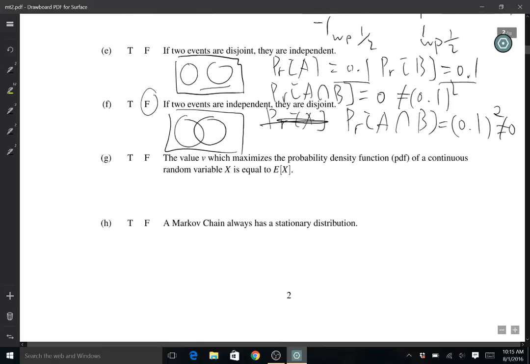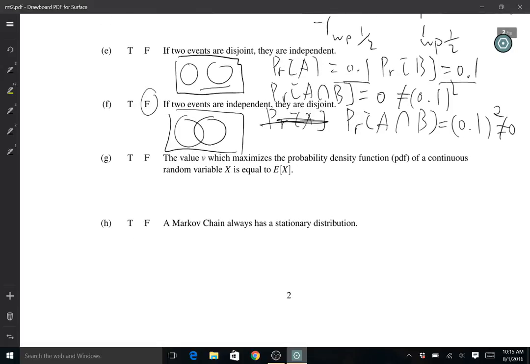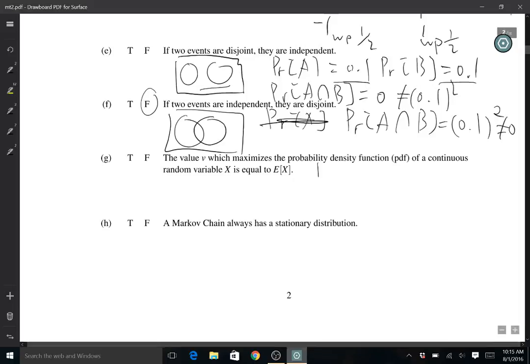Okay. For part G, the value of v which maximizes the probability density function of a continuous random variable is equal to E of X. Okay, if we look at the exponential distribution, something like this, PDF of exponential lambda. The greatest value of the PDF is actually achieved at 0, right, when x equals 0. However, the expectation of X is achieved when x equals 1 over lambda. So this is actually smaller than the value at x equals 0, so the statement is not true.